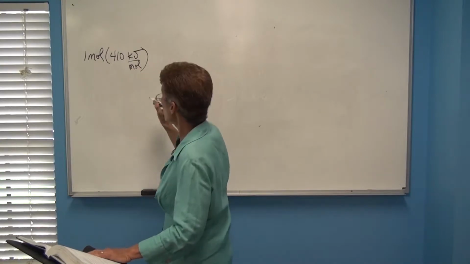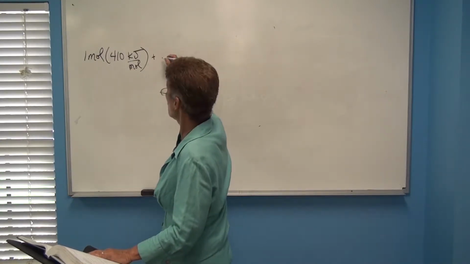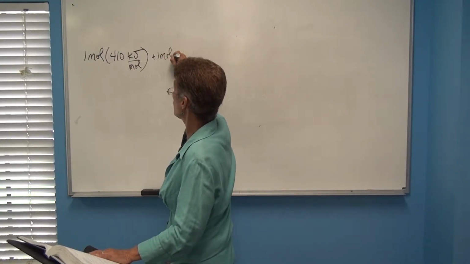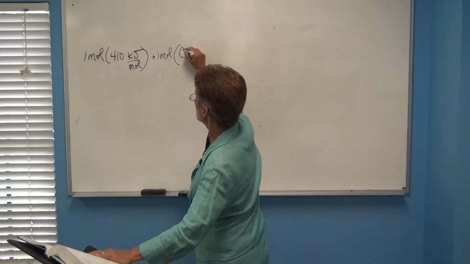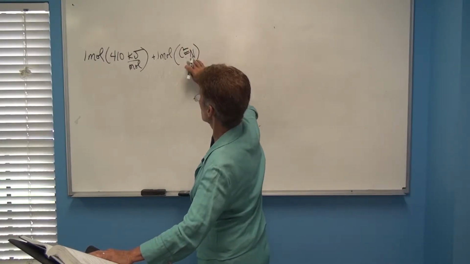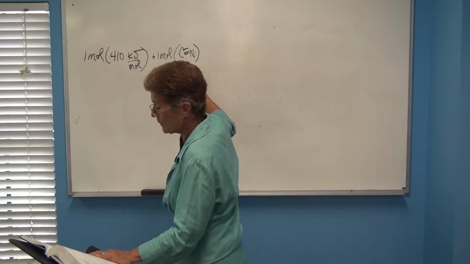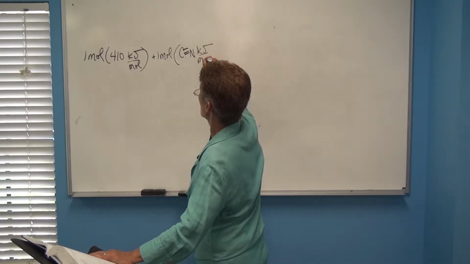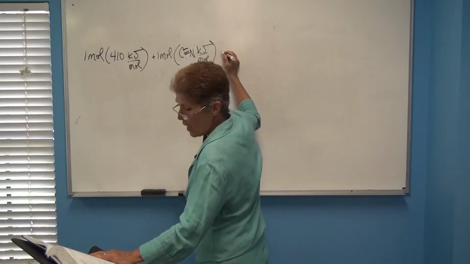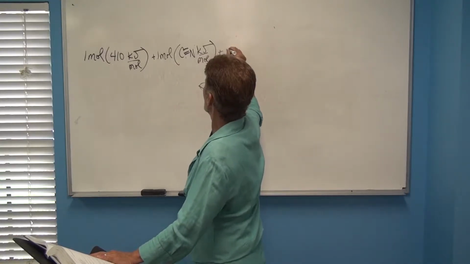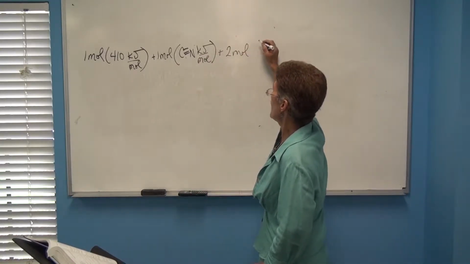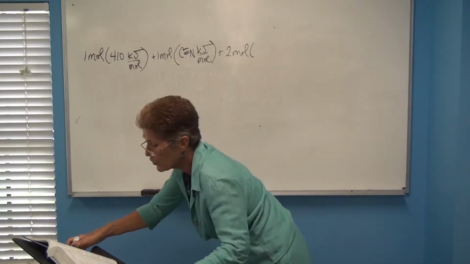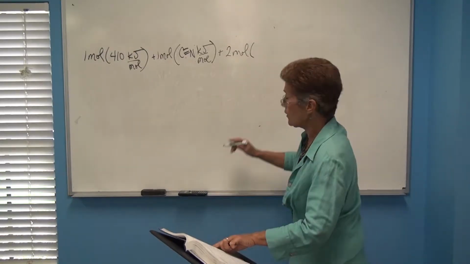And then you're looking for that next bond, and there's only 1 mole of that. So I'm going to go ahead and put it here, 1 mole of the C triple bond N. That's what we're looking for, right? And that'll be in kilojoules per mole. That's what we're looking for there. Plus 2 moles of the hydrogen to hydrogen, which is 436 kilojoules per mole.